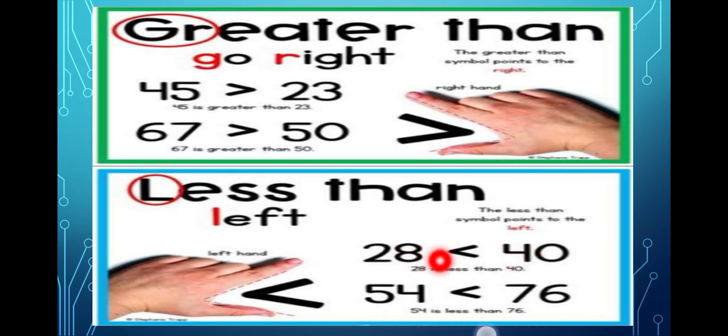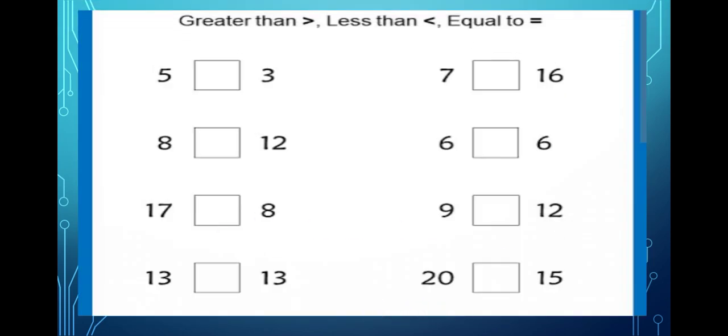Now here, same way, 54 and 76 are 2-digit numbers. So we are going to see the tens place. Here it is 5 and here it is 7. You see that 5 is smaller and 7 is the greater number. So that means 54 is smaller than 76. If the tens digit is the same, then you will see the ones place.